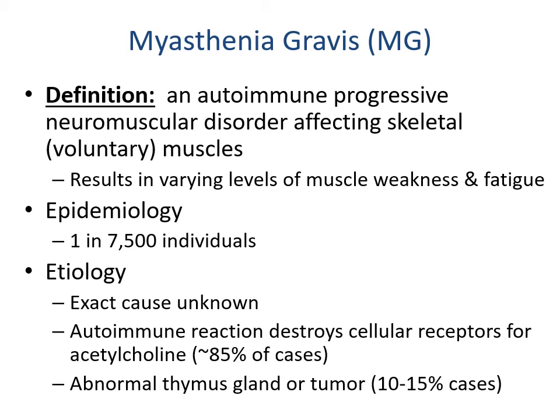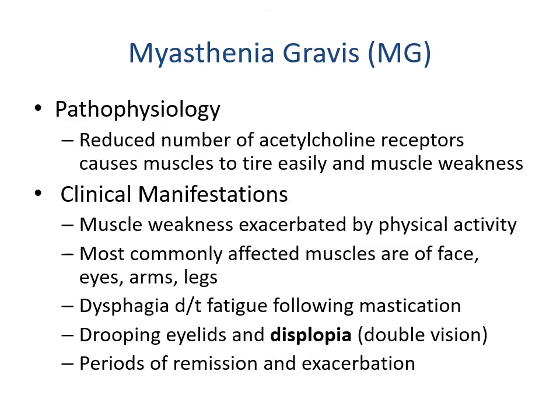So etiology, again, the exact cause is unknown, but it appears to be an autoimmune reaction that destroys the cellular receptors for acetylcholine, which is in 85% of cases, and then an abnormal thymus gland or tumor in the remaining 10 to 15% of cases. So pathophysiology, a reduced number of acetylcholine receptors causes muscles to tire easily, causing muscle weakness. So muscle weakness is exacerbated by physical activity.